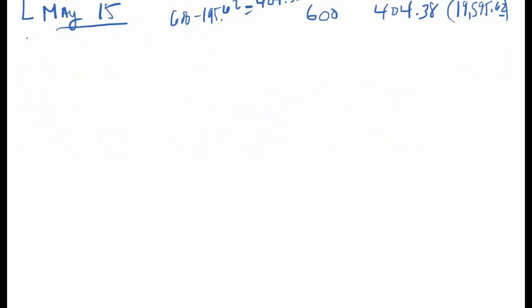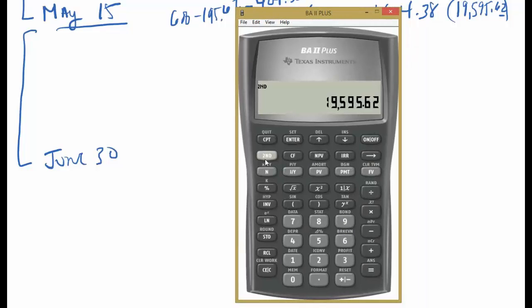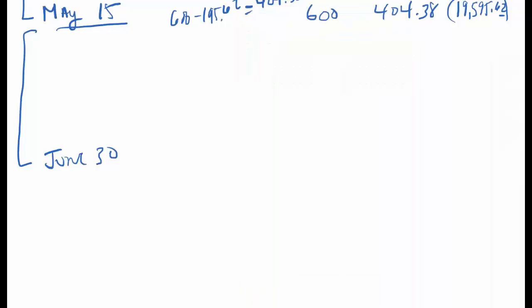The next date is from May 15th to June 30th. Using my calculator again, I will do it once more. Second function, date, May is 5.1513. Enter, down arrow. June 30th is 6.3013. Enter, down arrow. Compute. 46 days between May 15th and June 30th.